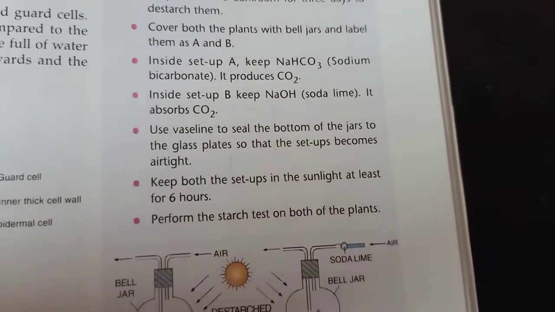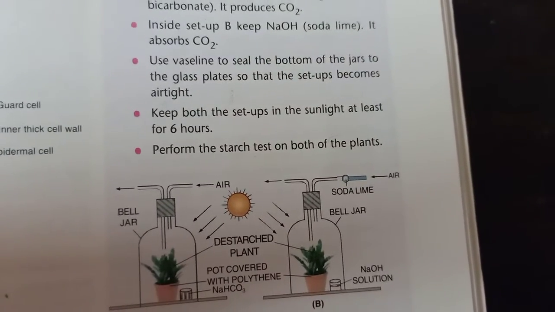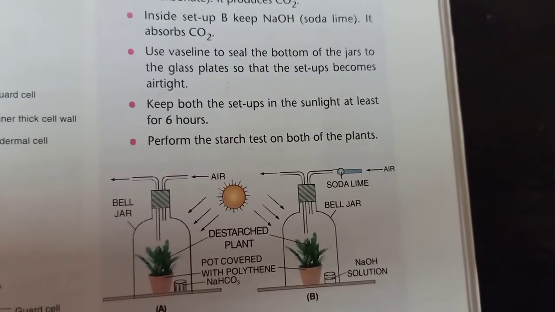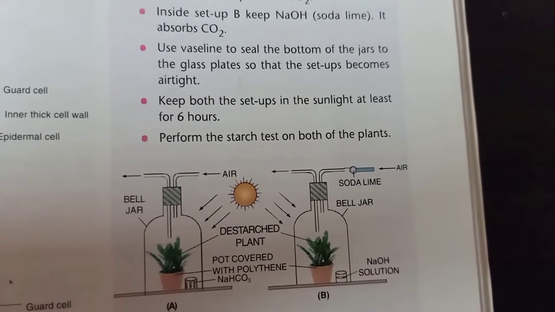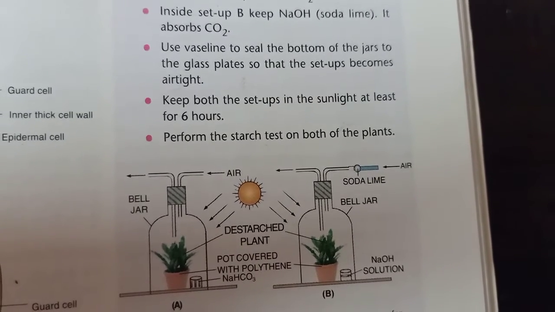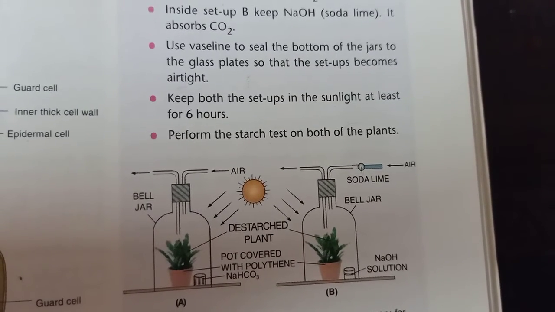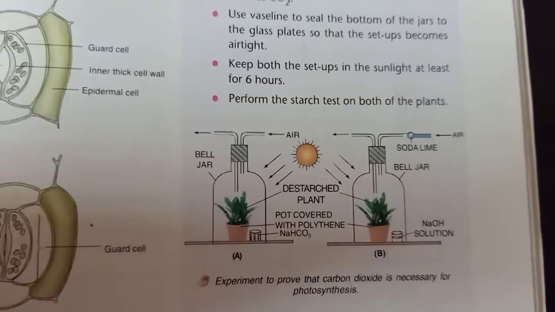Now use Vaseline to seal the bottom of the jars to the glass plates so that the setups become airtight. Then keep both the setups in the sunlight for at least 6 hours. Now perform the starch test on both of the plants. Now what do you observe?